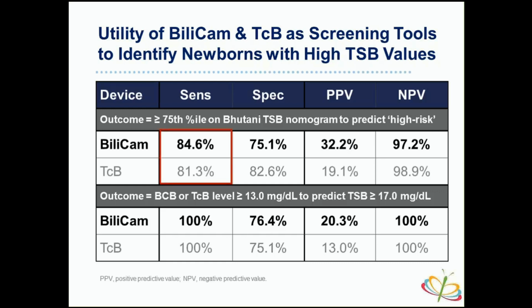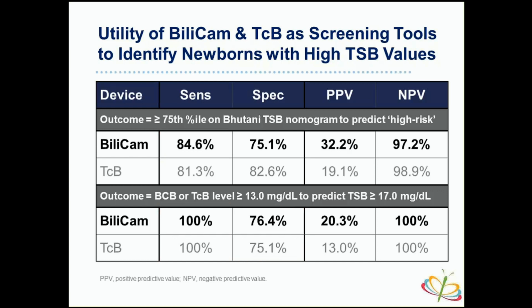Looking at the sensitivity in the first outcome, between the BiliCam and the transcutaneous bili, they're pretty much equal, 85 versus 81%, and it's not a very good sensitivity. Looking at the second outcome, the sensitivity is 100% for both. For the specificity of the first outcome, BiliCam had slightly less specificity, but again, not very good, compared to the transcutaneous bili, 82. And for the specificity for the second outcome, they both were very similar, but again, not very good specificities.